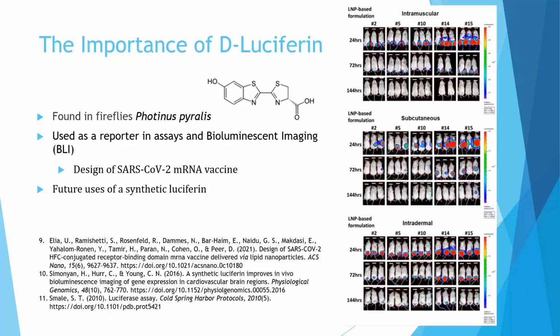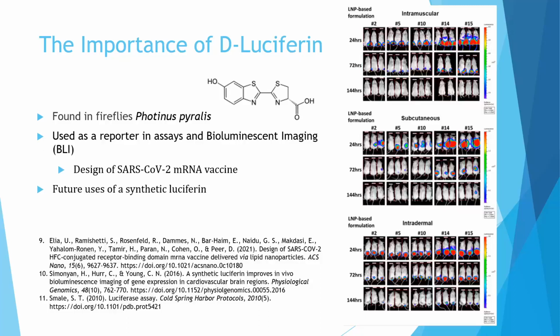And so as you can see on the image on the right, the lipid nanoparticles number 14 and 15 were consistently producing a great amount of luminescence, bioluminescence, throughout the 3 routes of intramuscular, subcutaneous, and intradermal. And so this information helped make the design for the carrier for the messenger RNA COVID vaccine.